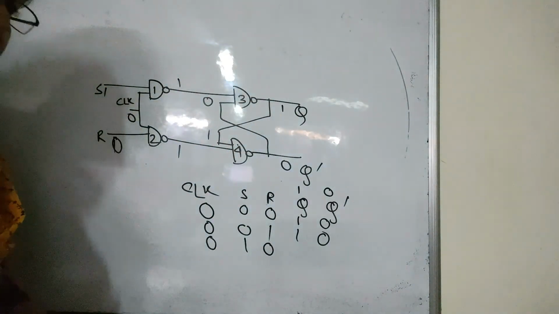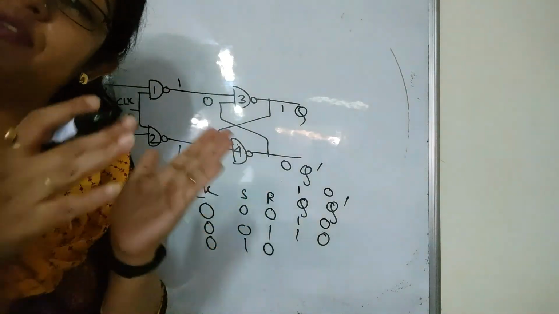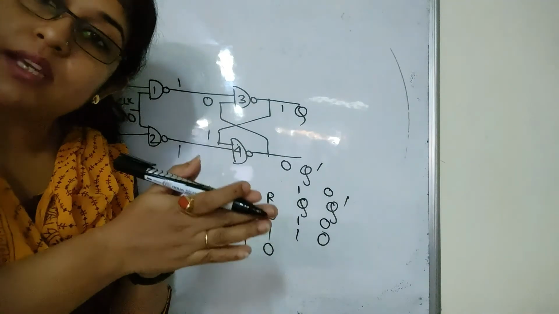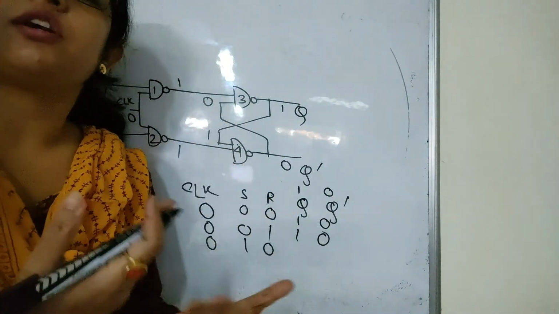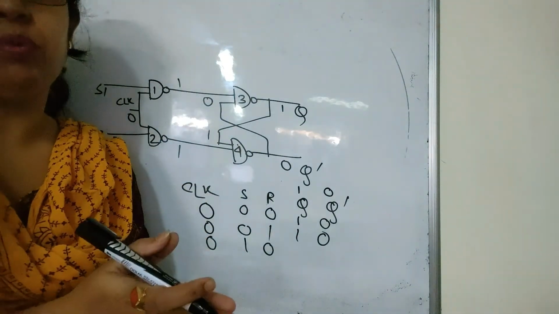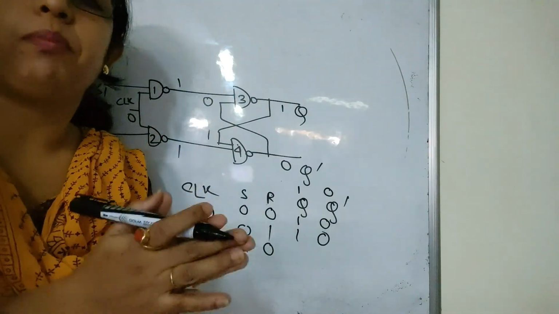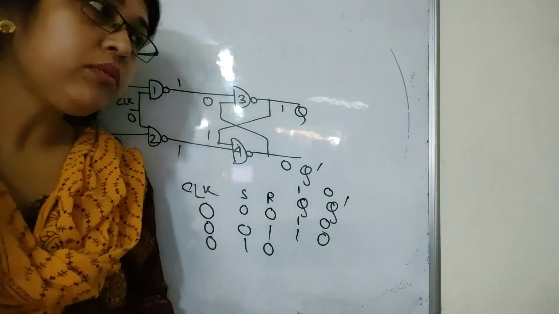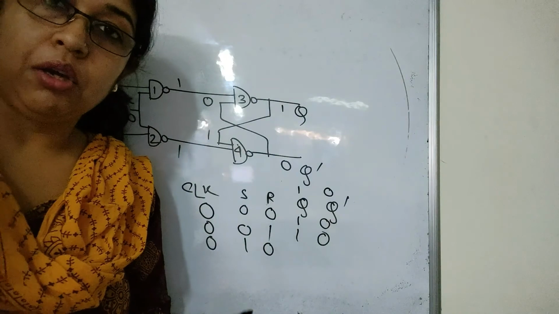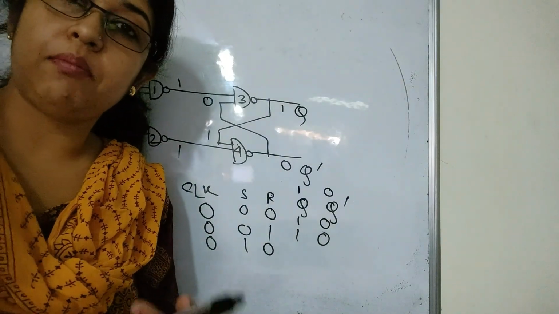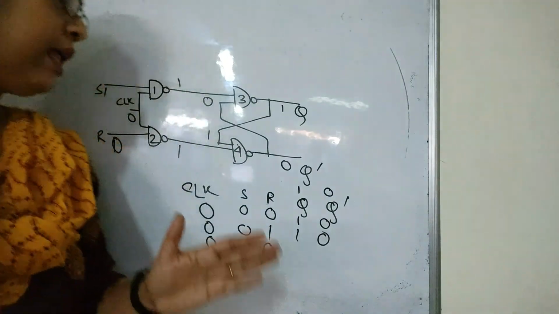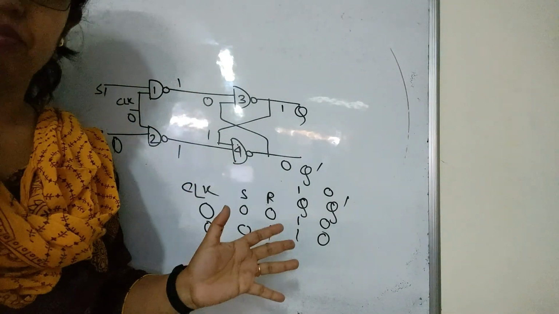So whenever clock value is 0, the flip-flop remains in its static state, in its previous state. Though the inputs are changing, there is no effect on the output. So that is how the flip-flop is inactivated. So this is all about SR flip-flop. The characteristics table and the excitation table, these two are given in notes, and this is the video of the working of the SR flip-flop.